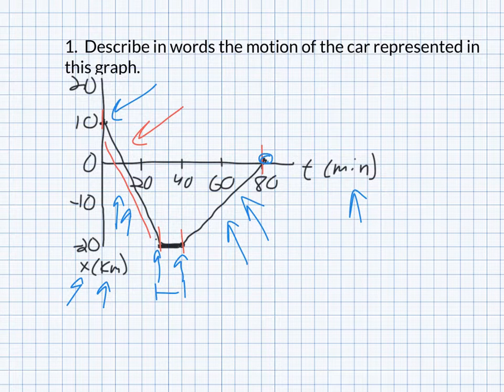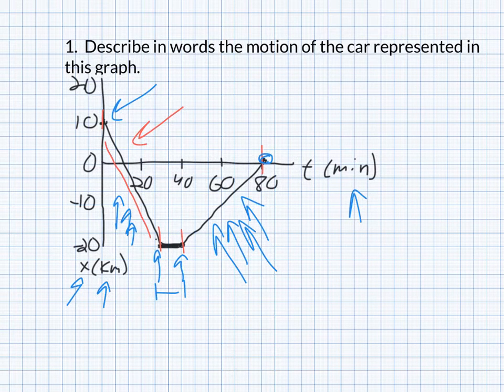Over here, though, we're going for 40 minutes, that's a 40-minute interval, and we're going a distance of 20 kilometers. So we go 20 kilometers in a total of 40 minutes. So that's half a kilometer every minute. So this interval is half as fast as this interval. The car was going twice as quickly in the beginning as it was at the end. So these are all things that we can notice from this graph.